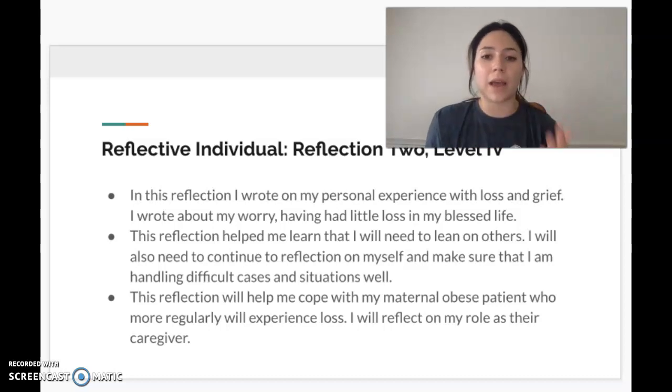Again, tying this back into my public issue, maternal obesity has a higher risk of loss, has a higher risk of complications. I know that because of this reflection and because of me being aware of my weaknesses when it comes to loss and grief, that I'll continue to always reflect back on myself to make sure that I'm appropriately handling my grief with their case, but also providing the right kind of care.